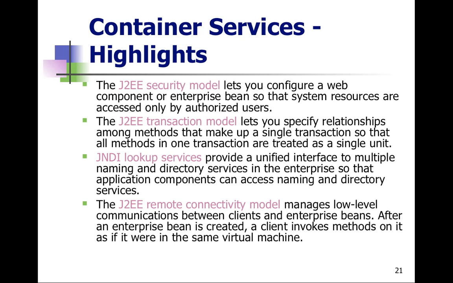You're also going to get a transaction model. It's transactional support, which lets you specify relationships among methods and make single transactions, so that the methods of one transaction are treated as a single unit. You also get the JNDI lookup service, which provides a unified interface to multiple naming and directory services, so application components can access those services and find each other. So the component can find the EIS and the functionality.